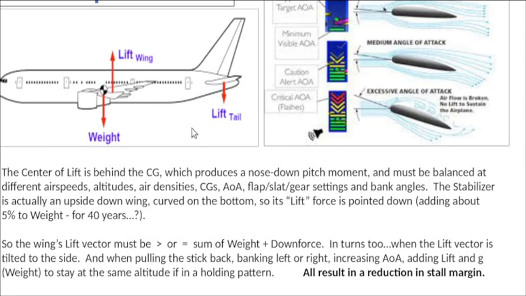This means in turns too. So if you bank the airplane, the lift vector, this arrow, is tilted over to the side. So the vertical component gets smaller. To stay at the same altitude then, like in a holding pattern, you need to pull the stick back in your bank, in your turn. That increases the angle of attack, increases lift, puts G on the airplane, so increases weight too. And all of this will result in a reduction of your margin to stalling, so the stall margin.